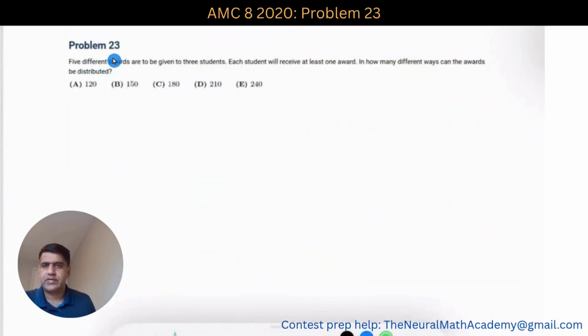Let's solve problem 23, where 5 different awards are to be given to 3 students. Each student will receive at least one award. In how many different ways can the awards be distributed?